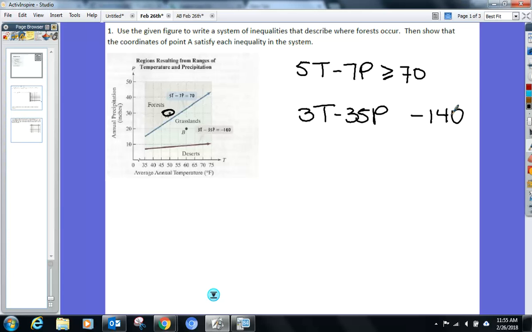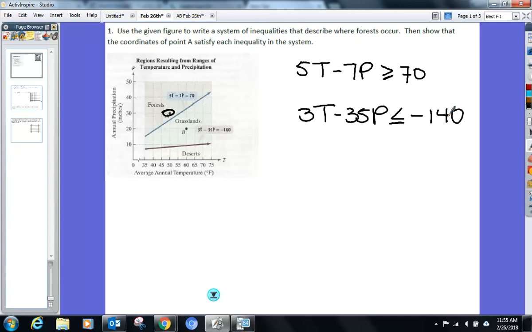Ideas? Greater than or less than? Which one? Okay, well, let me see. I'll throw a less than in there. That's what I heard first. So ready? Plug in 0, 0. You get 0 to the left. Is 0, oh boy, this is always a hoot. Is 0 less than negative 140? No. So it wouldn't be part of the solution, and I just have to add the or equal to.